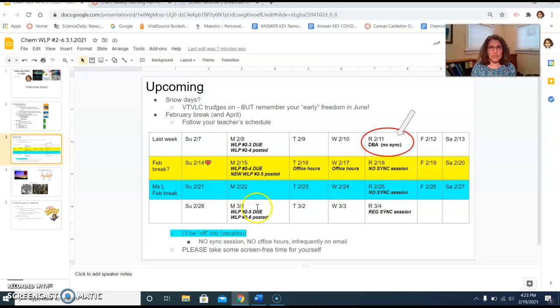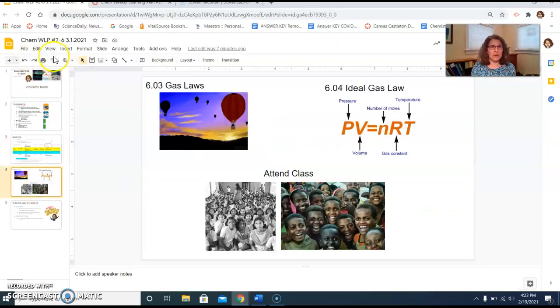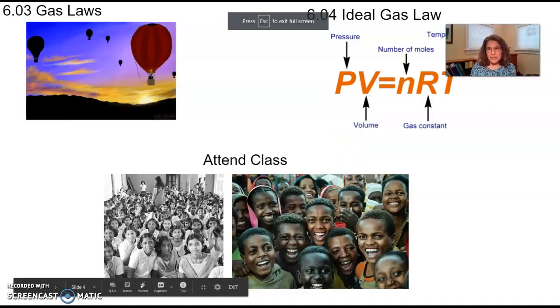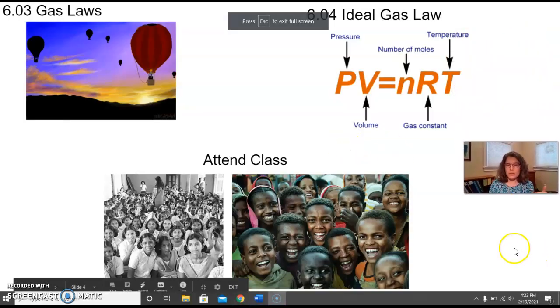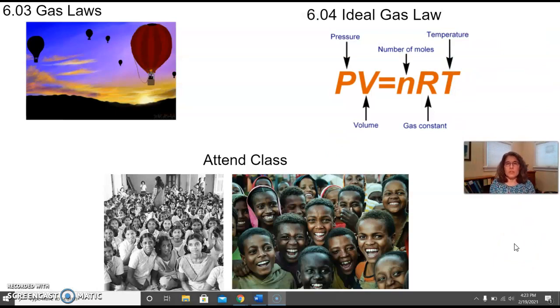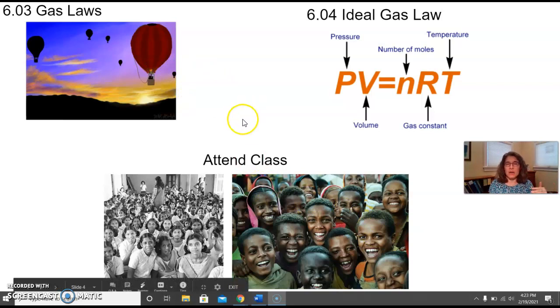Let's jump out of here though, because you don't have to worry about February break, and take a look at what you will be doing this week. One of the biggest contexts that I think will be helpful for you this week is to imagine something that you know pretty well, and that is a balloon. You can think about a hot air balloon, you can think about a regular helium-filled balloon, but as you're working through your content this week, have that image in mind.